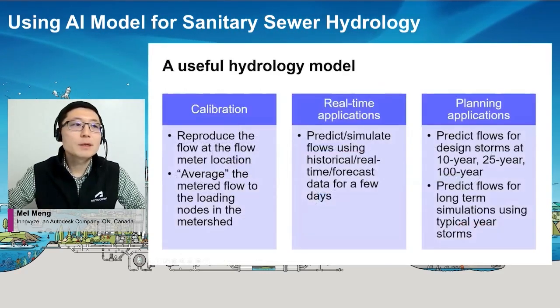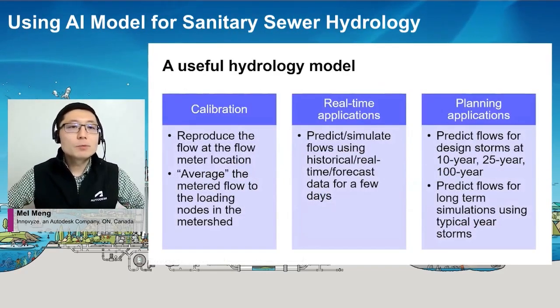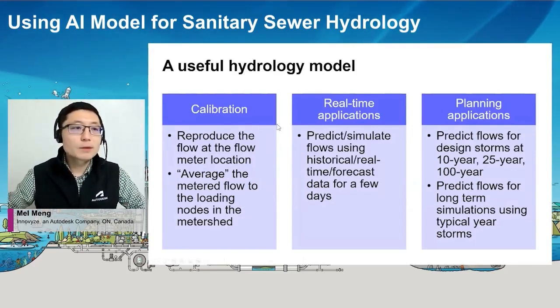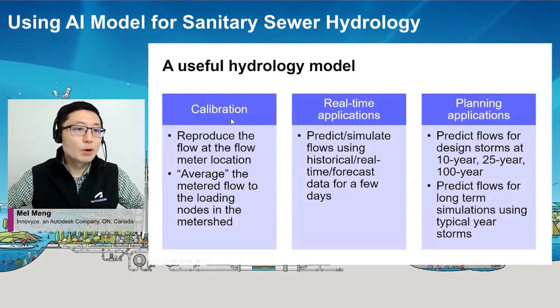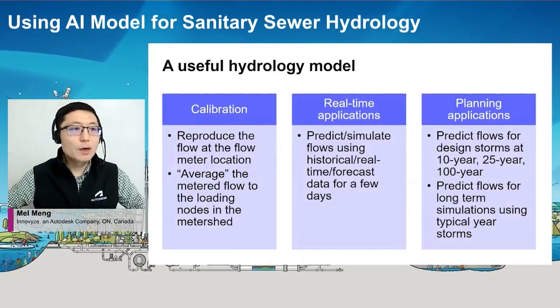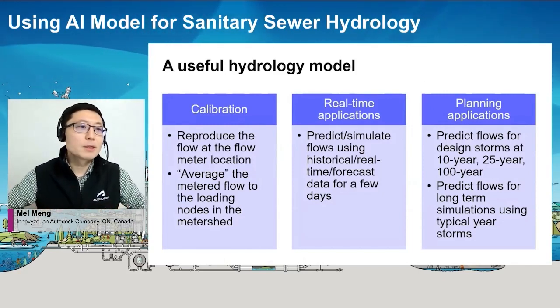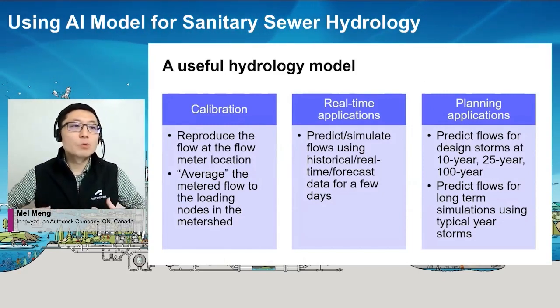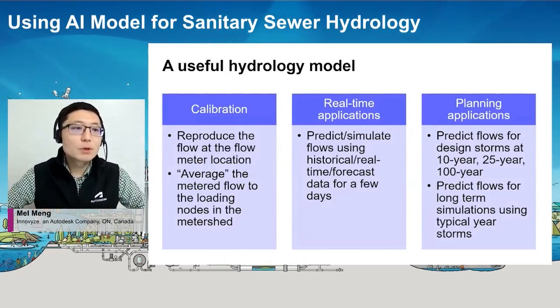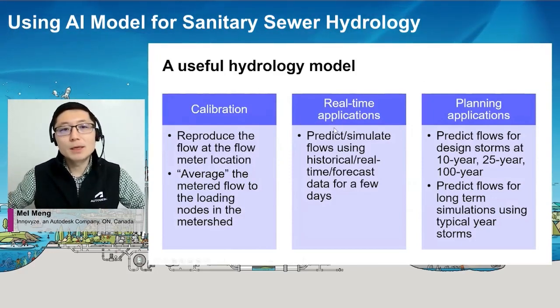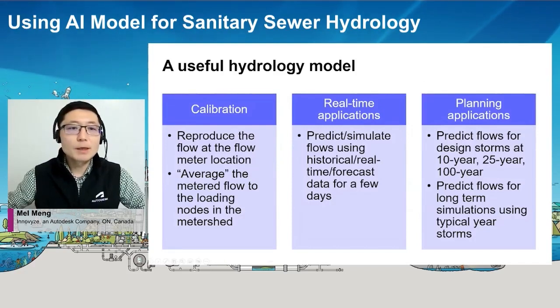So to summarize, for the hydrology model to be useful, we need to be able to do 3 things. The first, we need to be able to calibrate the model. As I have shown, there's very little you can directly measure, directly see where the water is coming from. So we have to look at the data and calibrate the model to match what is observed. And once the model is calibrated, there are 2 major applications. We can do real-time applications and planning applications. So those are the main things we need to be able to achieve with a useful hydrology model.